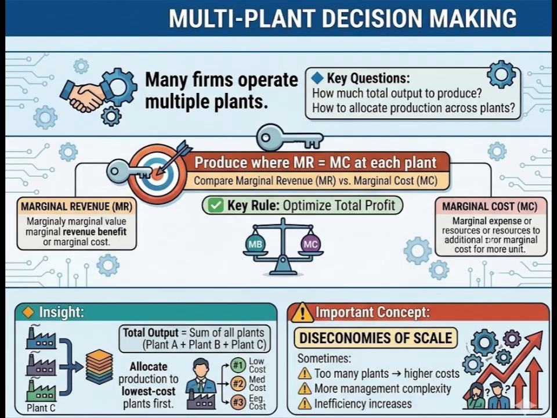Remember this important concept, and that is diseconomies of scale. Sometimes too many plants lead to higher costs, more management complexity, and increased inefficiency.